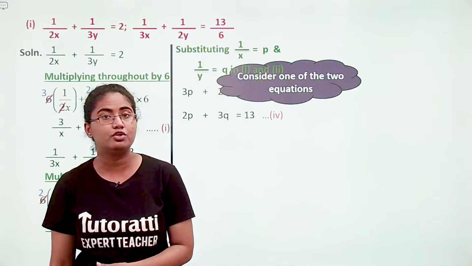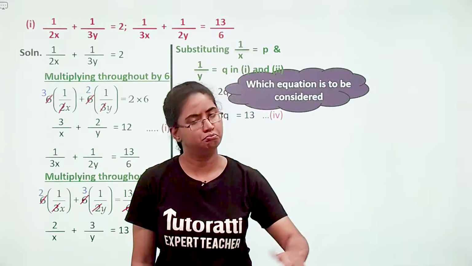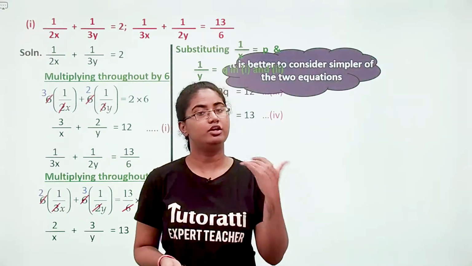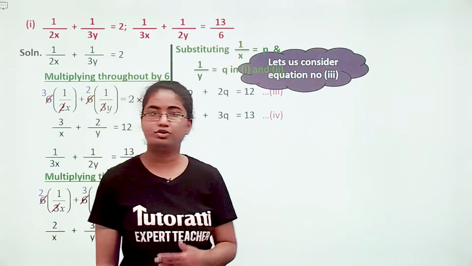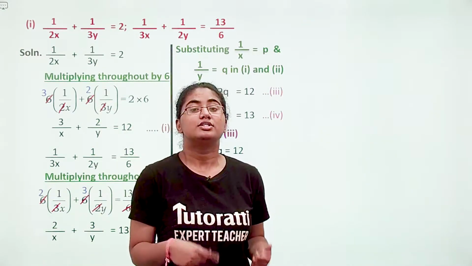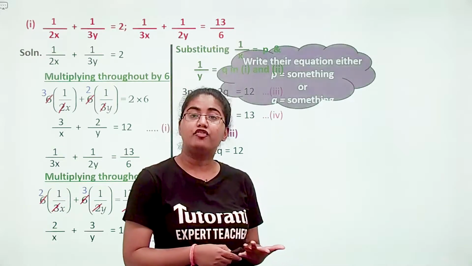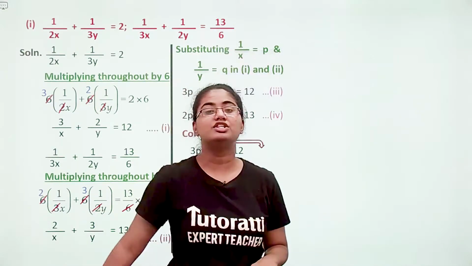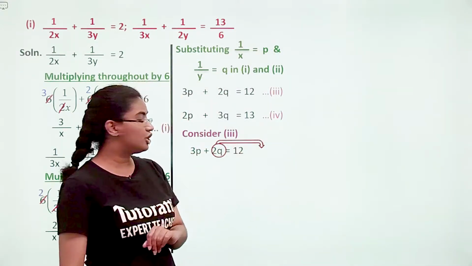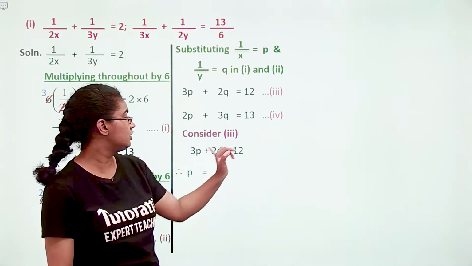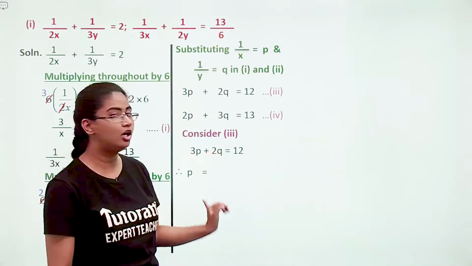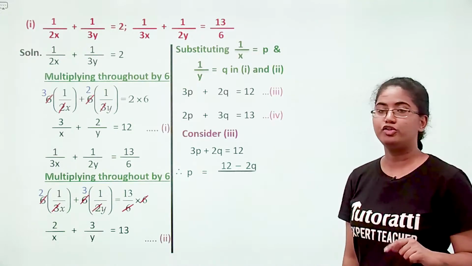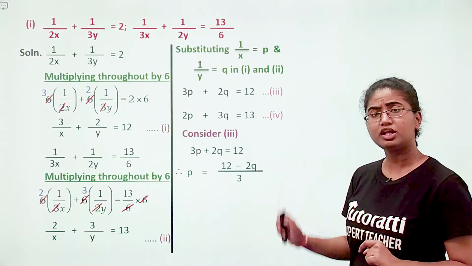Consider one of the two equations. कौन सा कंसिडर करेंगे? Any of the two, preferably the simpler one. So let us consider equation number 3. Consider किया. Consider करके क्या करना है? You have to get it in the form of P is equals to something or Q is equals to something. So let us rearrange this as 3P is equals to 12 minus 2Q and then shift the coefficient of P. So you'll have 12 minus 2Q upon 3. Okay? नया equation बन गया.